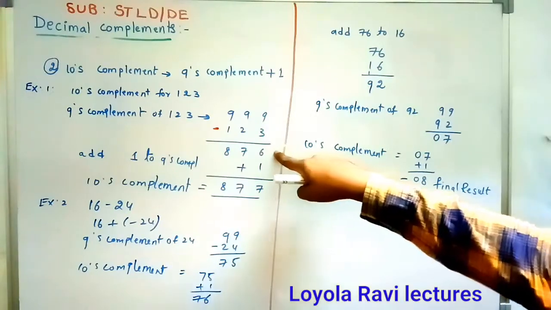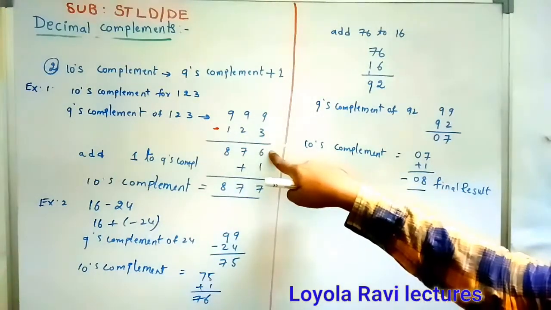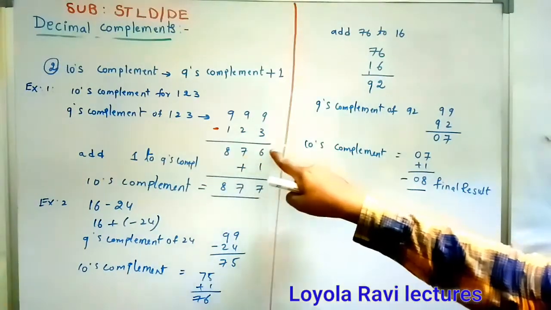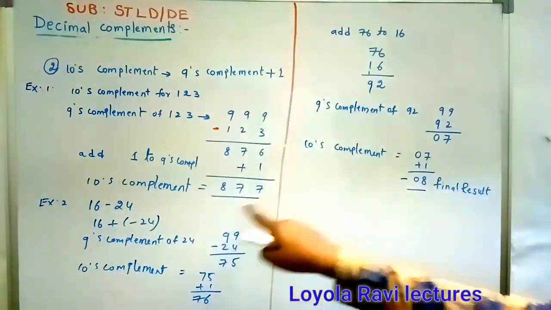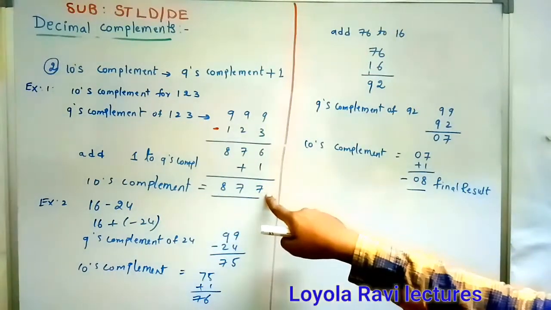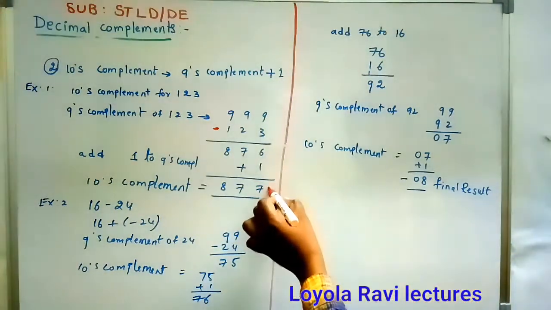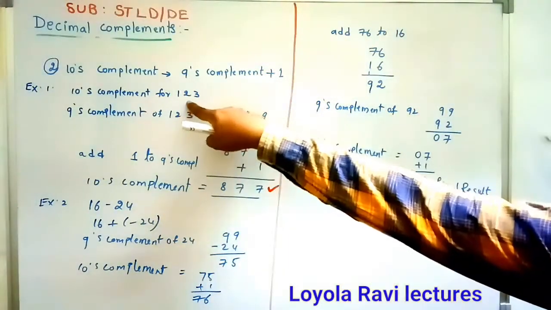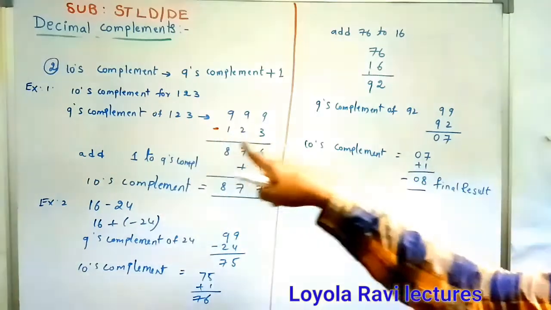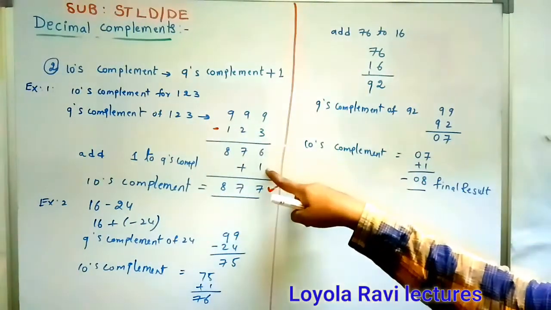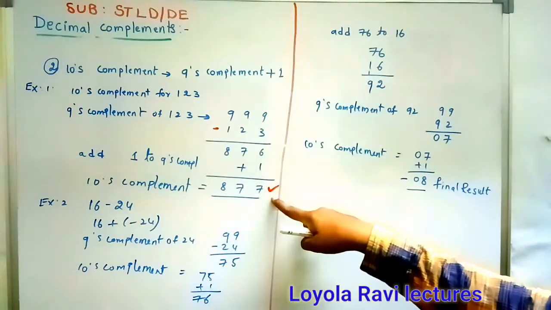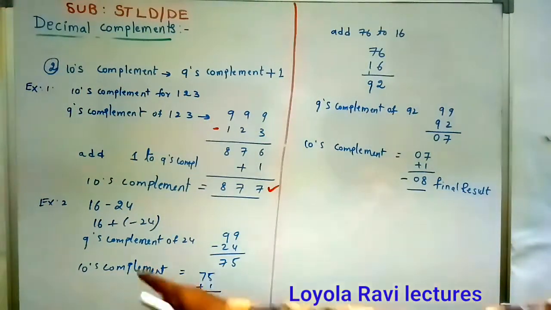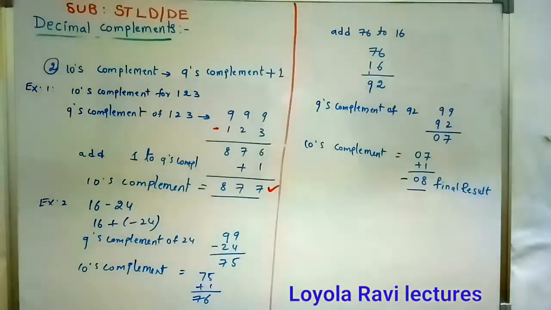How will you get the 10's complement? By adding 1 to the 9's complement. So add 1 to the 9's complement, then you will get the 10's complement. 876 plus 1 is 877. That is the 10's complement. So this is our result: 877 is the 10's complement for 123. First we find the 9's complement and then add 1. Similarly, we have to perform an operation. First I am performing 16 minus 24.